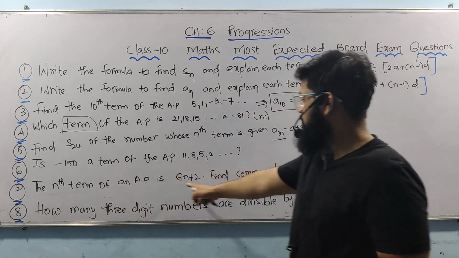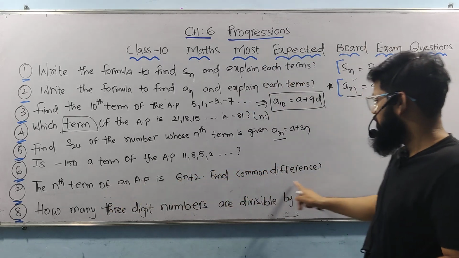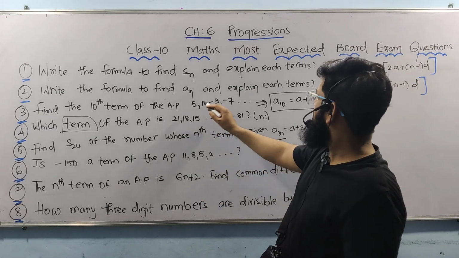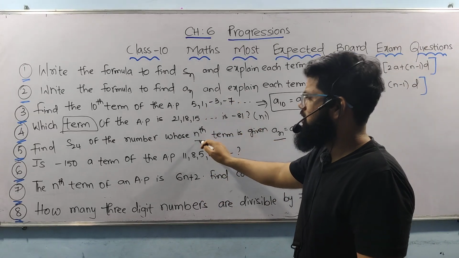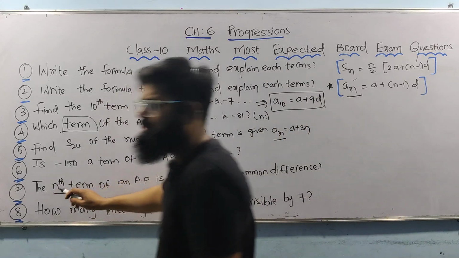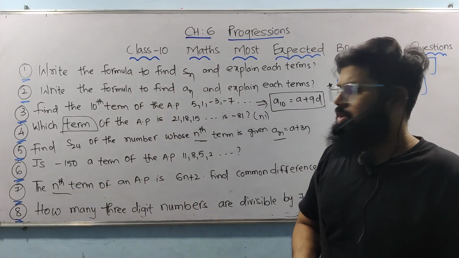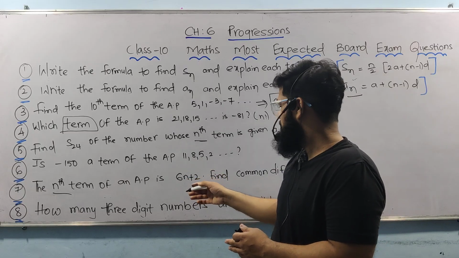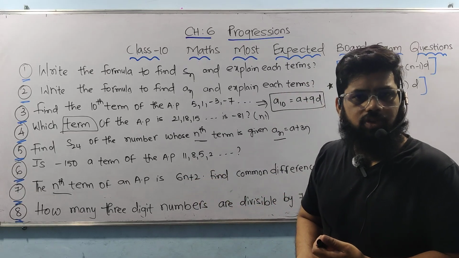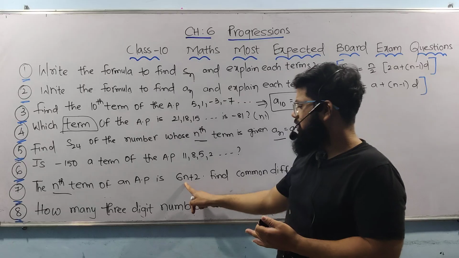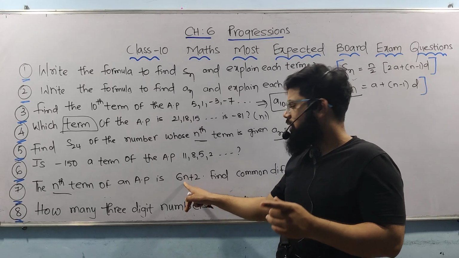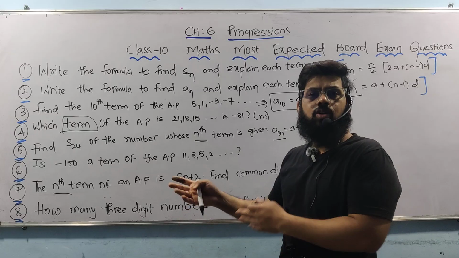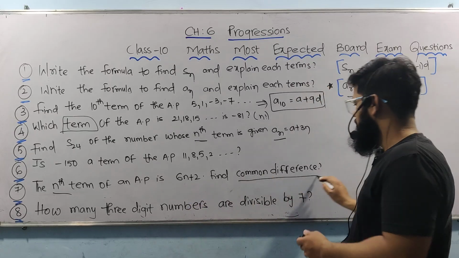The nth term of an AP is 6n plus 2. Find the common difference. Here they have given the nth term. Most of the time they are going with the nth term only. So an is equal to 6n plus 2. To find the common difference, first you have to find the first term and second term by substituting. In the place of n, 1 you will get 8, then for 2 you will get 14. 14 minus 8 gives the value of d, that is nothing but the common difference.